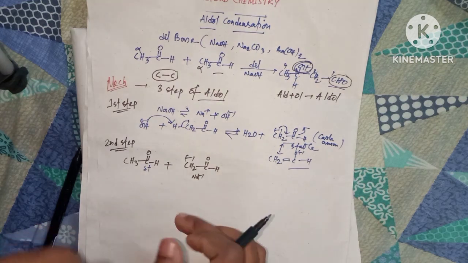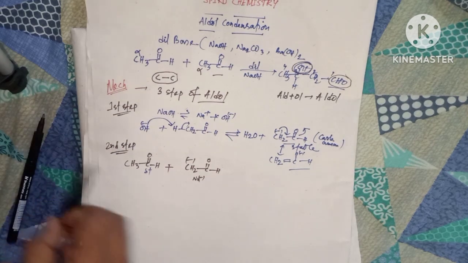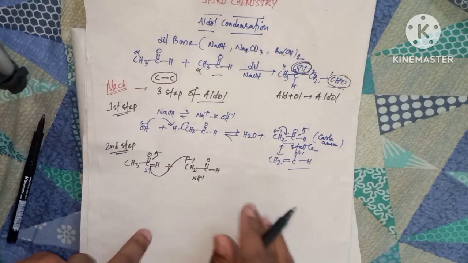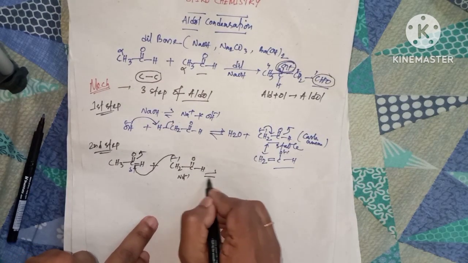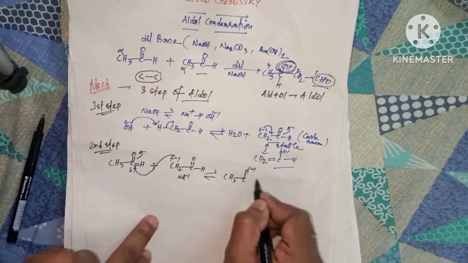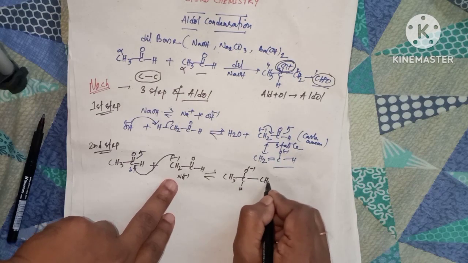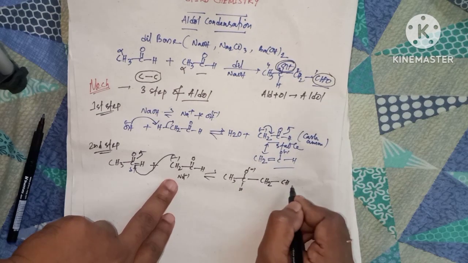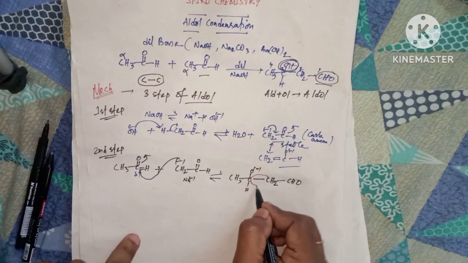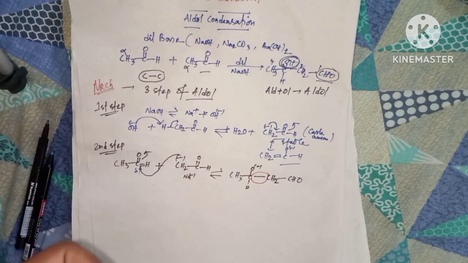So this is a nucleophile, and it attacks this carbon. And it forms CH3CH(O minus), and we can see that there is a formation of a carbon-carbon single bond. This bond is a carbon-carbon single bond. That's why this reaction is a very important reaction.